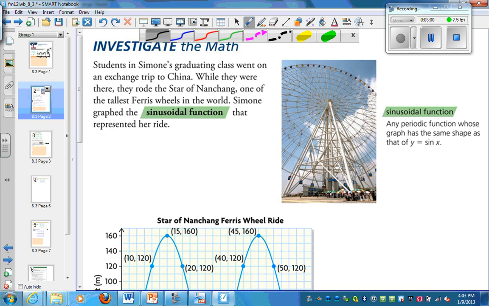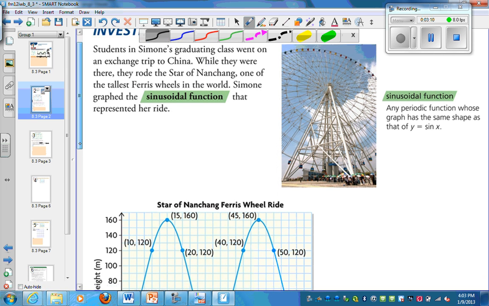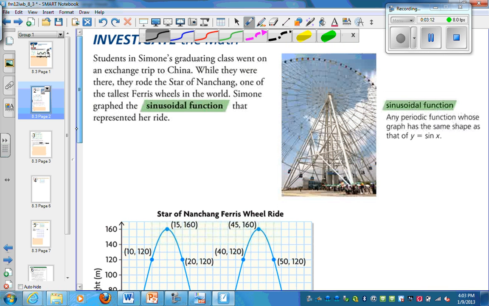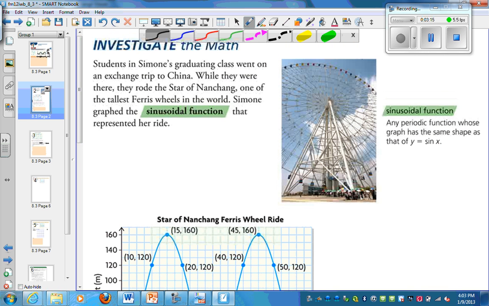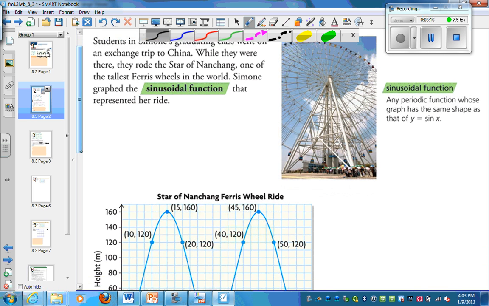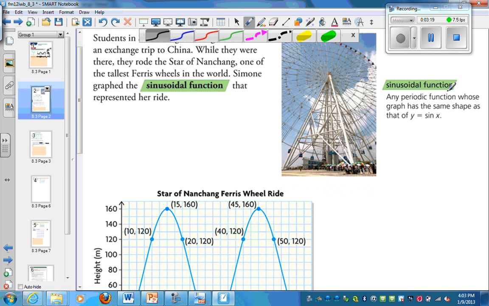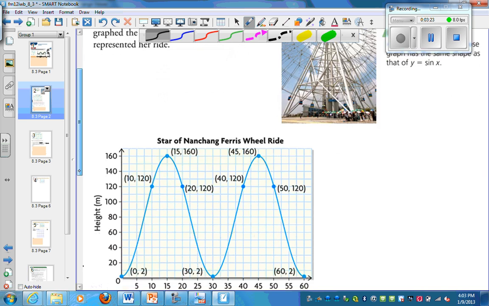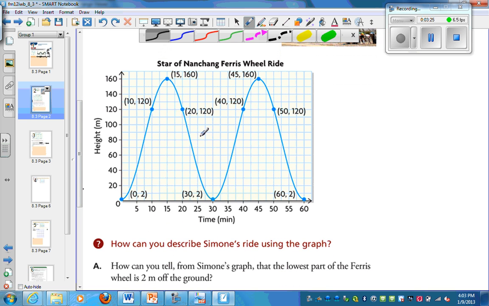Students in Simone's graduating class went on an exchange trip to China. When they were there, they rode the Star of Nanchang, one of the world's tallest Ferris wheels. She graphed, because she must have really liked math, so while on a Ferris wheel, she graphed the function. So when we say sinusoidal function, any function that has the same shape as y equals sine of x. So here's what it looks like.